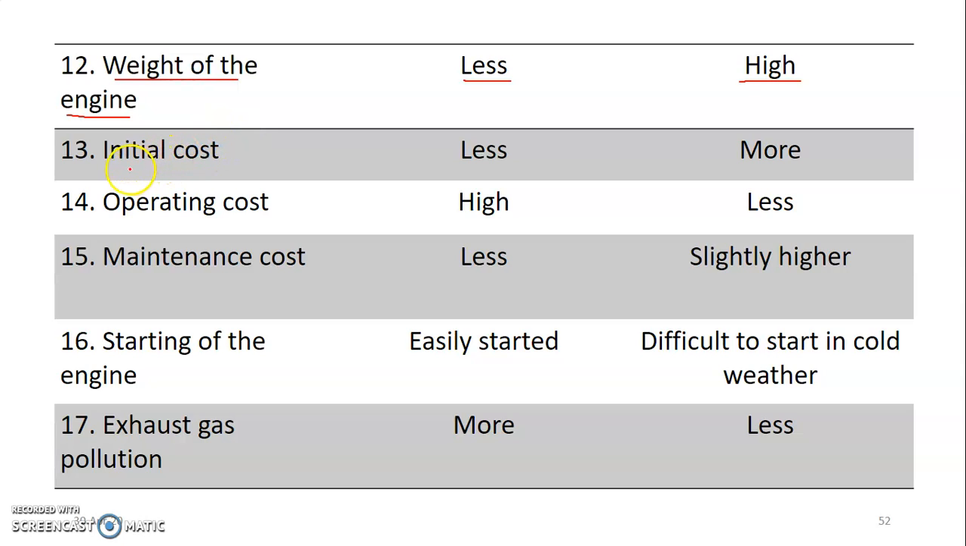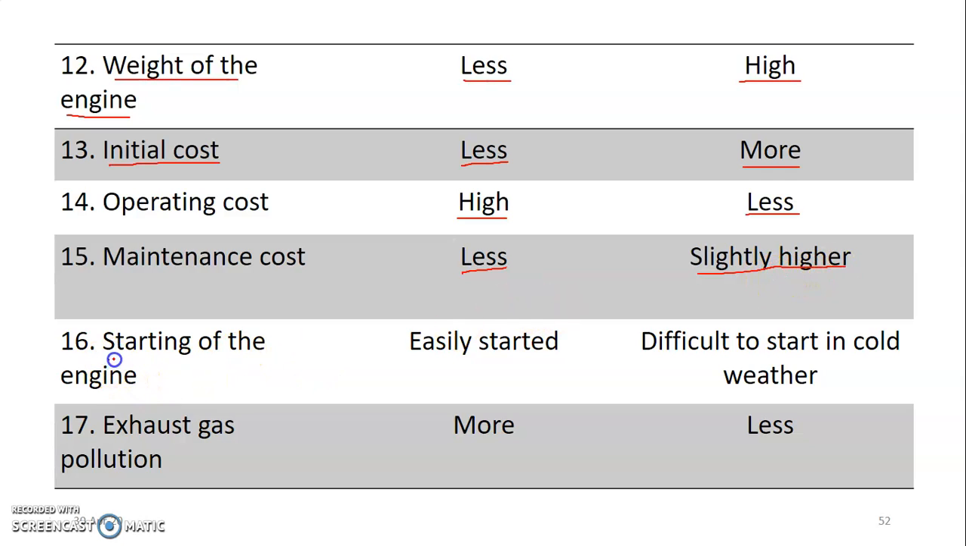Next, initial cost: which engine costs more to manufacture or produce? The petrol engine is less, but the diesel engine is more, because as I told you, we need a separate fuel supply system using fuel injectors and a fuel controlling system. Here also we require one, but it costs less, while this one costs more. The operating cost of the petrol engine is high, but the diesel engine is less. Maintenance cost: the petrol engine is less, but the diesel engine is slightly higher. To maintain the diesel engine, we have to spend more money.